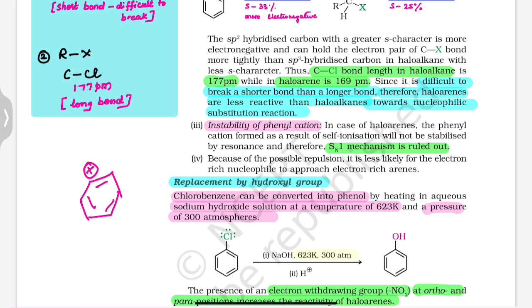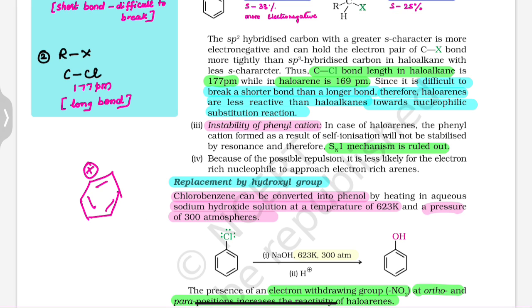So this is one reason why nucleophilic substitution reaction will not take place. Particularly, you can see the SN1 mechanism is completely ruled out. Why is the SN1 mechanism completely ruled out? Because the SN1 mechanism proceeds through carbocation formation. Here carbocation formation results in instability. It is unstable in nature. Therefore, the SN1 mechanism is ruled out.